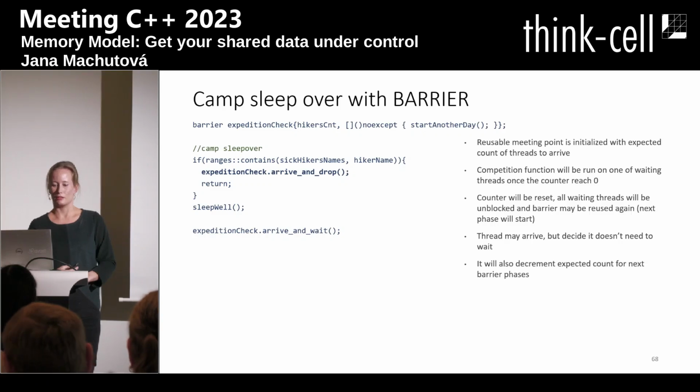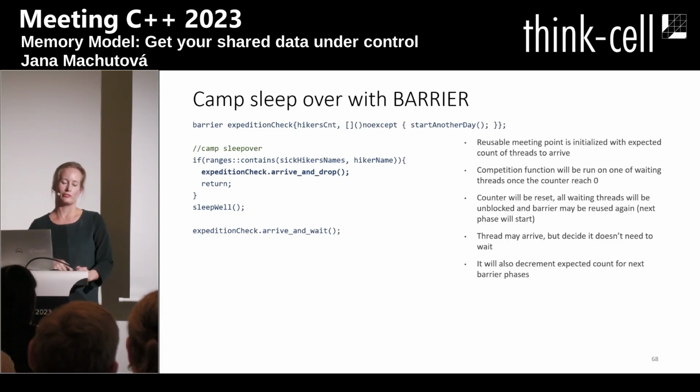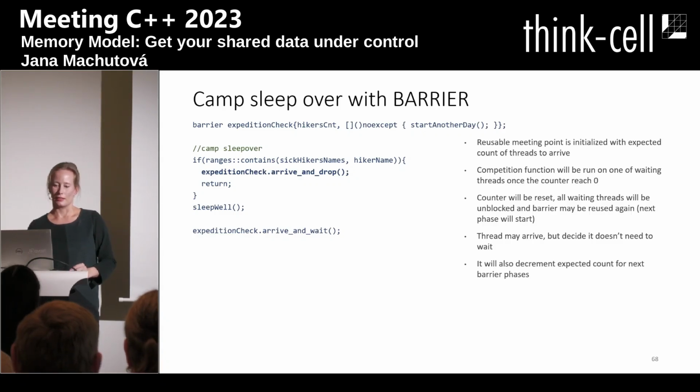So first there are those who went sick during the first day and want to go home. They just came by, say, hi, I'm going home, just don't count on me. And there's a really important thing, it doesn't decrement the counter only on this barrier, but on all of the other phases. Like I said, it's reusable. So when it will be initialized again, the counter will be decremented already by those who dropped in the previous one. So on the next camp, you won't be waiting for those who went sick on the previous one.